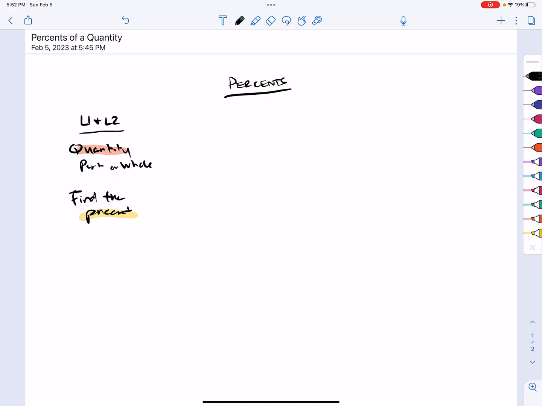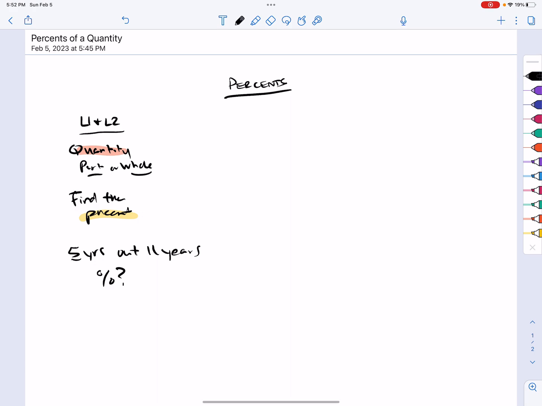Something like, Mr. Plaska has been teaching at Curtis for 5 years. Out of the 11 that he has been a teacher, what percent is this? And so we knew the quantities. The part was this 5 years, the whole was 11, and we could then calculate that percent. So in this video, we are going to be looking at what if you know the percent and you know the whole, and so you want to know what is the quantity of that part.